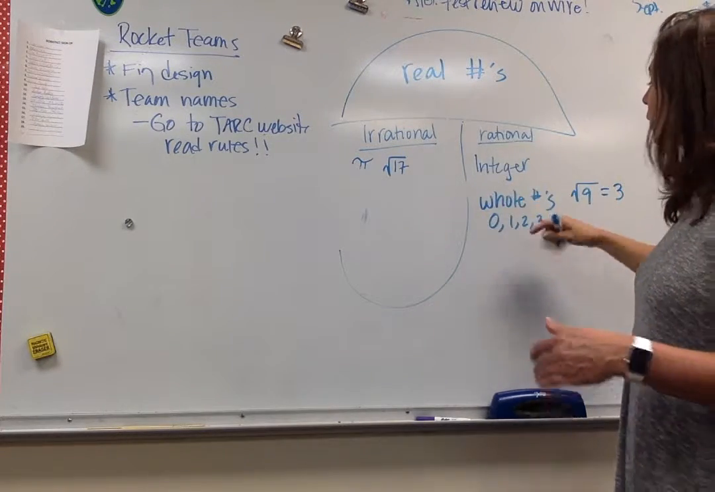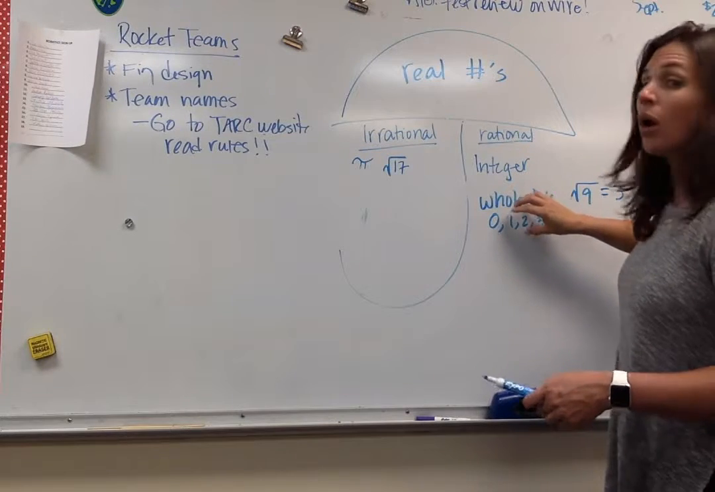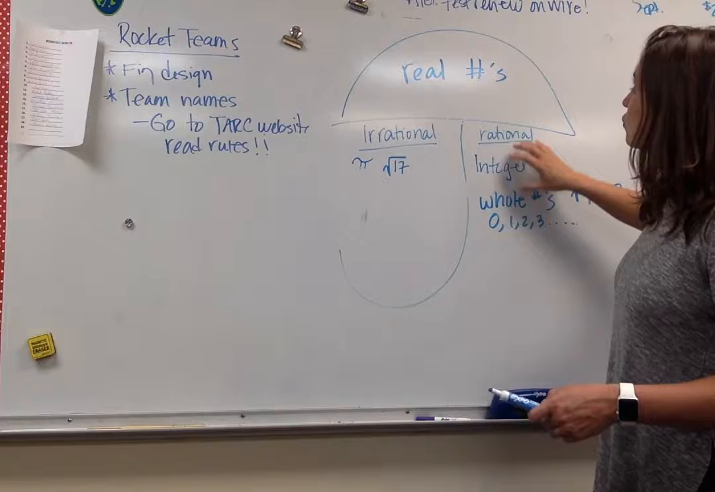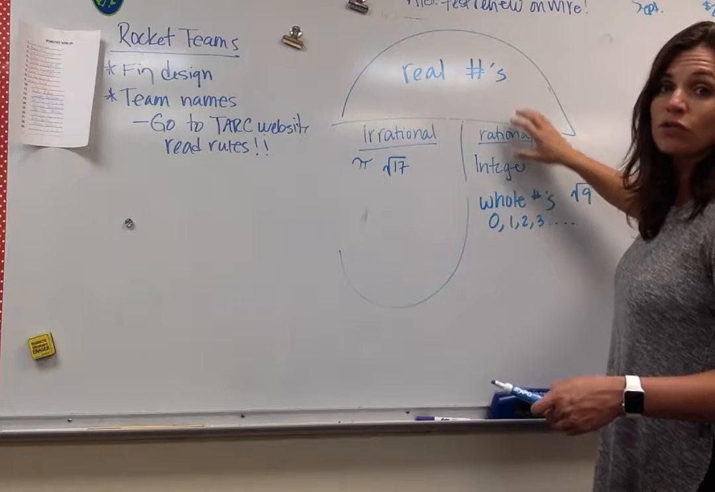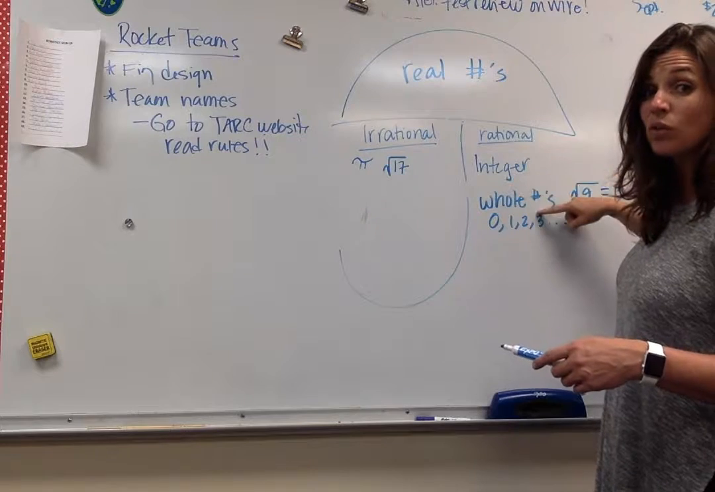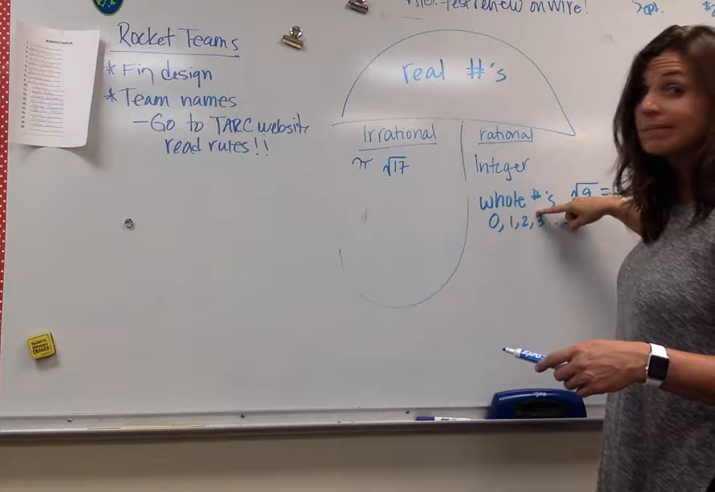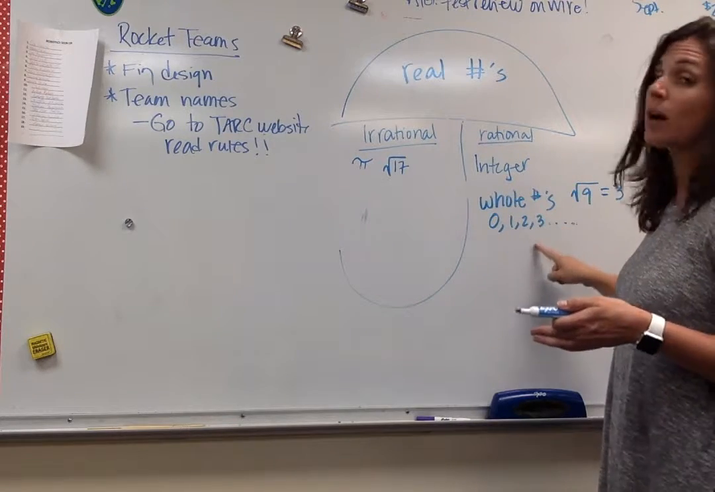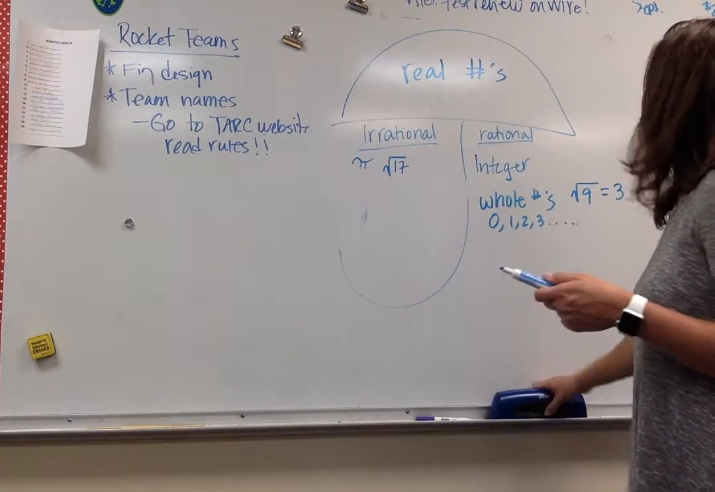So from this diagram, what I want you to see is that all whole numbers are integers. All integers are rational. And all rational numbers are real. But are all integers whole numbers? No. Because what about -4? -4 is not a whole number. Okay?